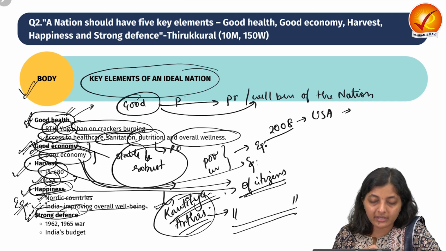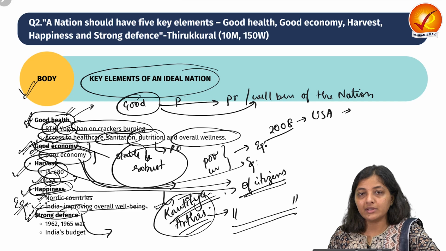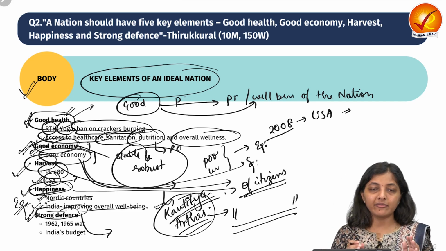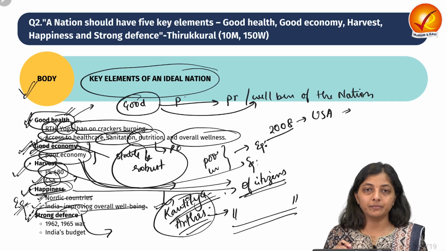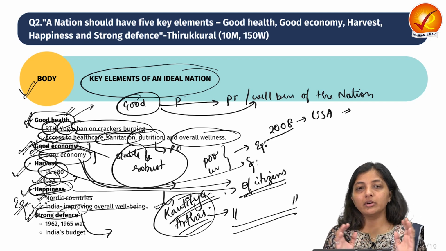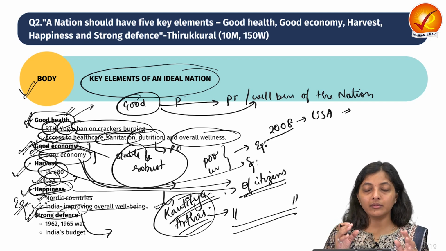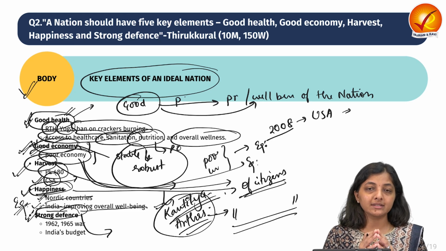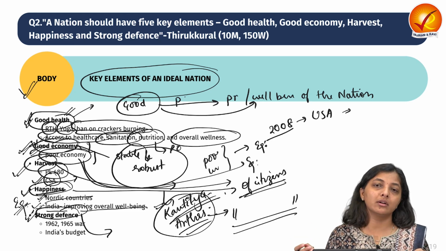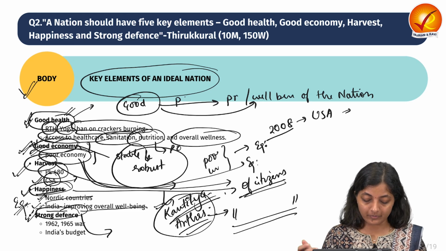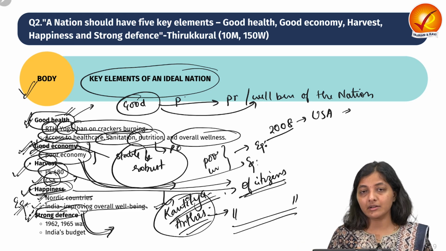Then next is the strong defense. Strong defense is required for the safety and security of its citizens, for the internal security from the external security, to protect its citizens and territories against external threats also. So the strong defense is required.